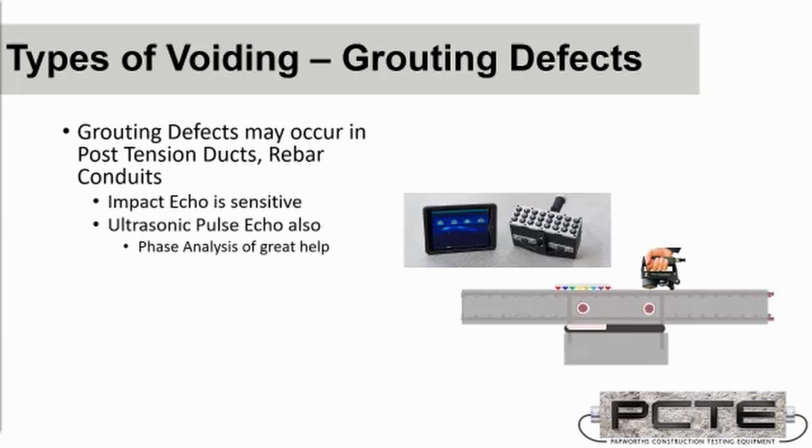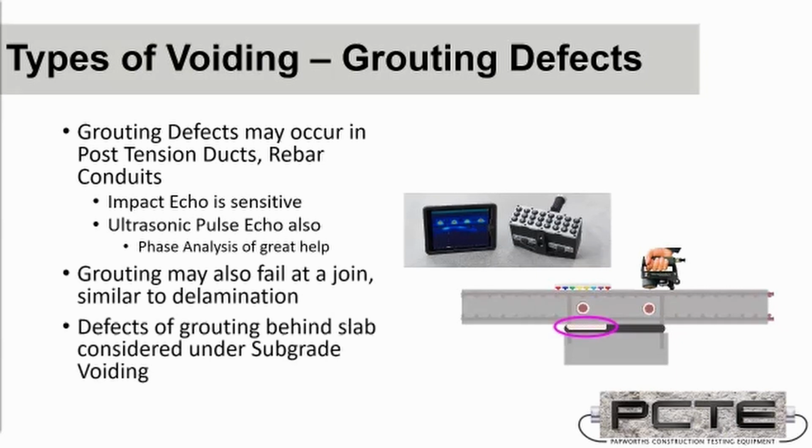Impact echo is sensitive to voiding in ducts over which tests are conducted, and ultrasonic pulse echo is sensitive with a different reflection from a duct that is filled rather than unfilled. But it's hard to characterize that reflection only on signal strength. Phase analysis is very useful.